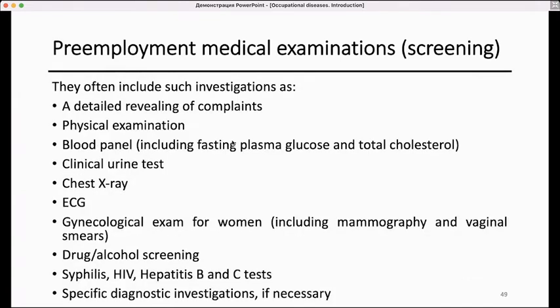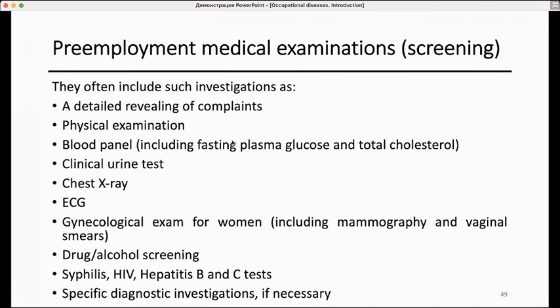And pre-employment medical examinations or screening include such obligatory investigations as a detailed revealing of complaints, physical examination, blood panel including fasting plasma glucose and total cholesterol levels, clinical urine test, chest x-ray, ECG, gynecological exam for women including mammography and vaginal smears, drug and alcohol screening provided by narcologists and psychiatrists, syphilis, HIV, hepatitis B and C tests, and specific diagnostic investigations that are specific for the kind of work.